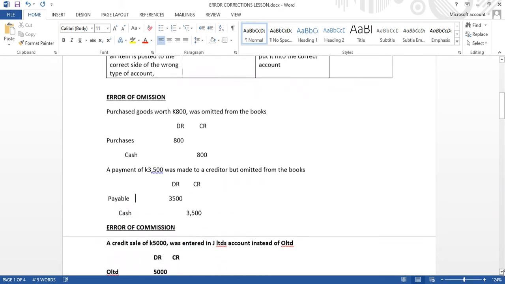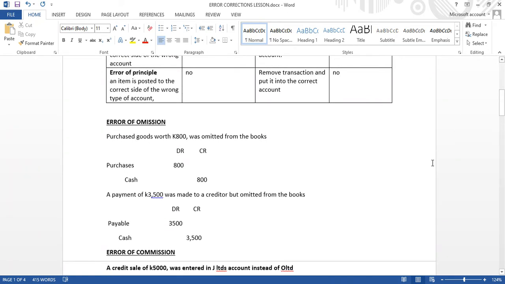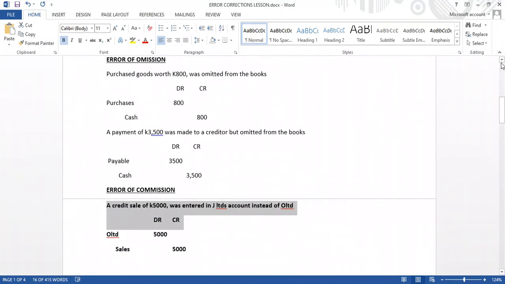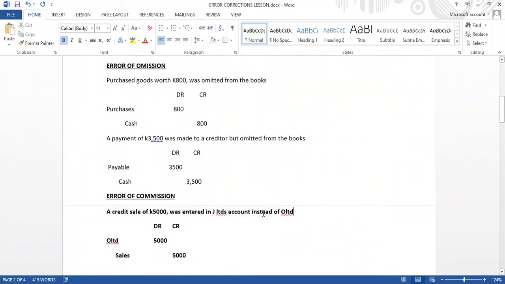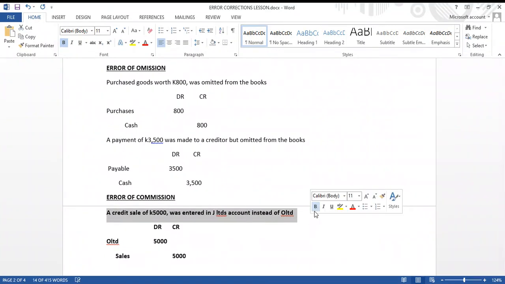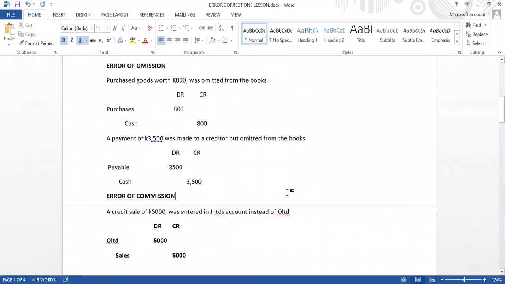Okay, so let's start here. A credit sale of 5,000 was entered in J Limited's account instead of O Limited's account. Both of these are receivables, but we put it on the wrong receivable, all right?